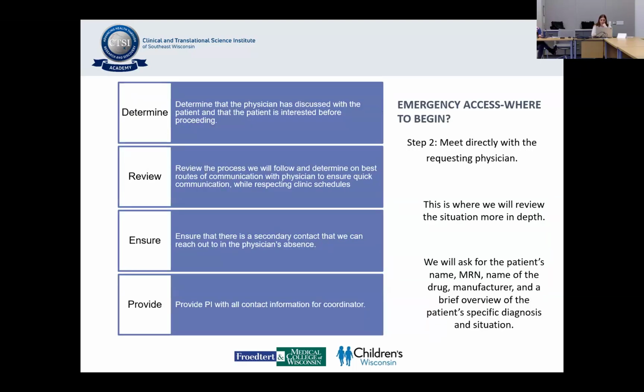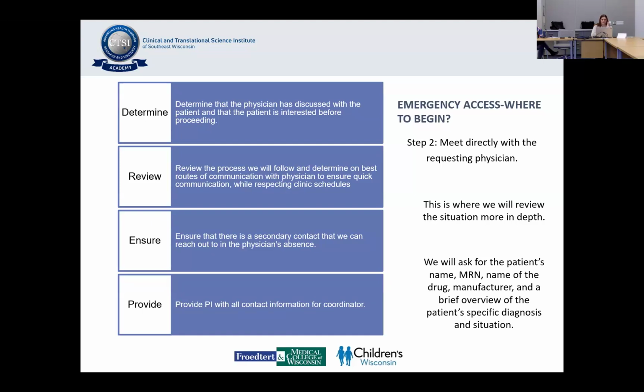So then where to begin? We're going to meet directly with the requesting physician. This is going to be your step two. So this is where we're going to review the situation more in depth. You're going to ask for the patient's name, their MRN, the name of the drug, who the manufacturer for the drug is, because you're going to be working closely with them as well. And then a brief overview of the patient's specific diagnosis and treatment.